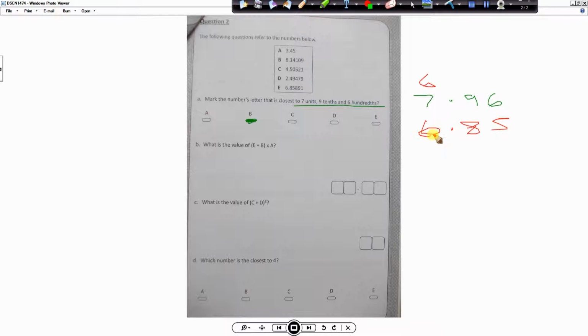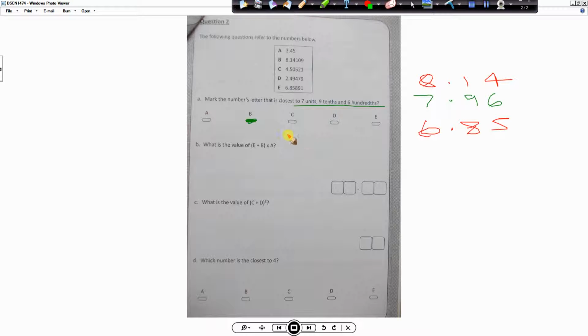6.85. Now 6.85 add 1 is 7.85, which is more than 1 away. Now if you look at the top number, 8.14, that's very close to 7.96, which is nearly 8. The top number is just a little bit more than 8. So the difference is 0.18 away. This one is 1.0. It's so much further away.